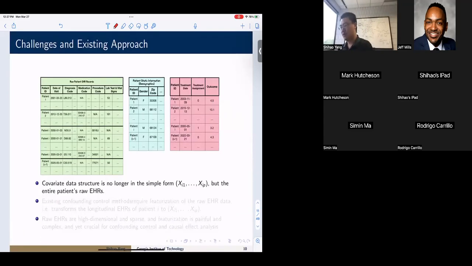All right. So having said all of that, is this problem framework already solved? Well, now I'm getting rid of the yellow table. As you can see, in the raw EHR data, one of the fundamental difficulties is that we don't have that yellow table where each patient is a row. The covariate data we need to balance is no longer in a simple form where I have features and I have i as my study subject, my unit, and a nice table layout. Rather, it's each patient's raw EHR, right?